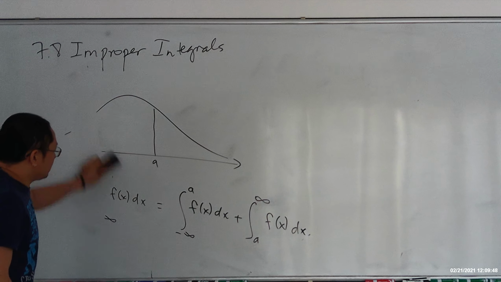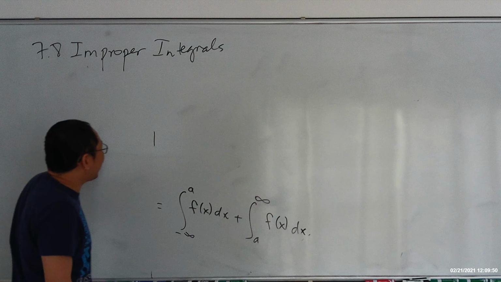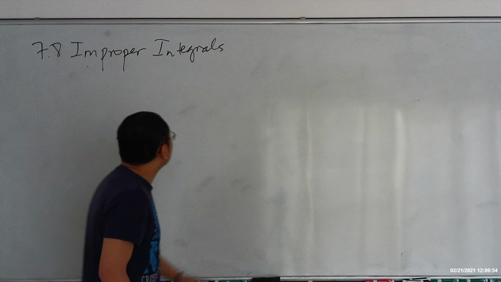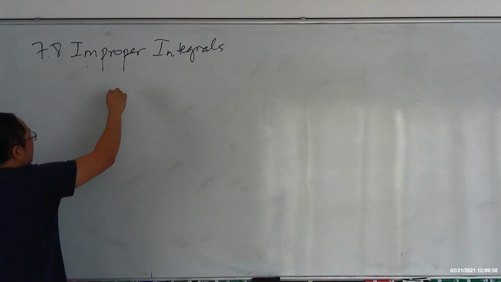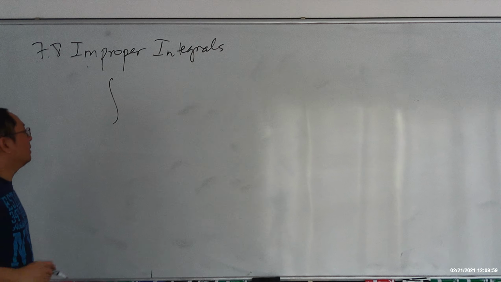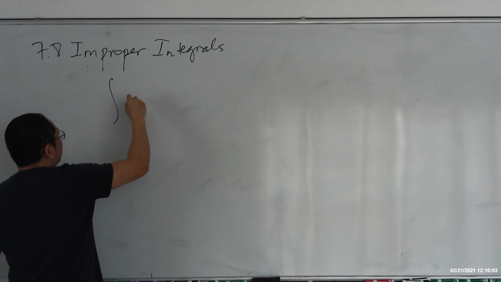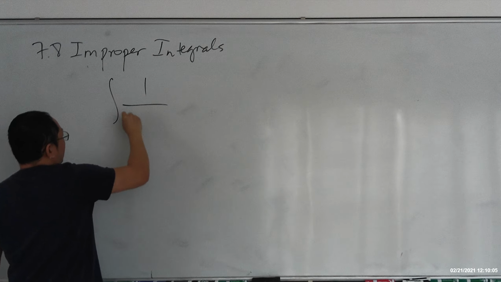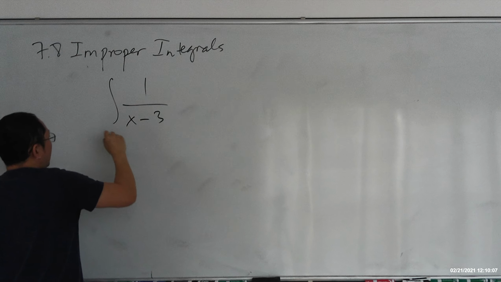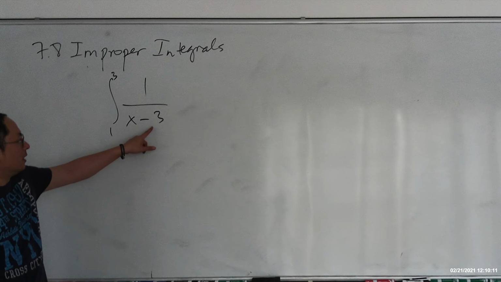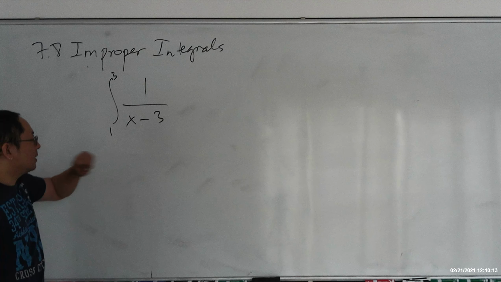And the second type is this. You may have some discontinuity in the middle of the function, or at the end of the function. So let me give you this example. Integral, the second type, type number 2, discontinuity. Say the integral of 1 over x minus 3 dx, with x running from 1 to 3. You see what happened in here? You cannot plug x equal to 3 in there.